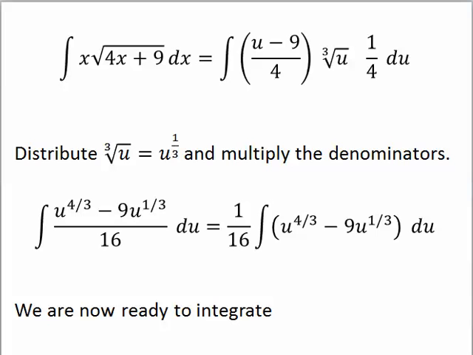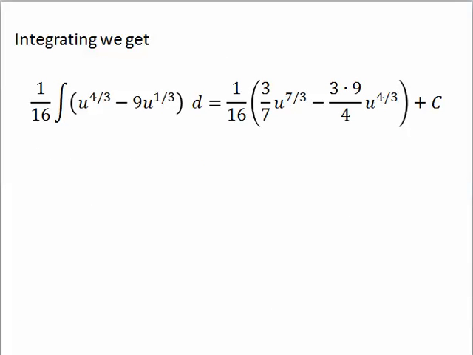Use the power rule. The antiderivative of u to the 4/3 is u to the 7/3 divided by 7/3. Now if you divide by 7/3, that's the same as multiplying by 3 over 7. Same thing with u to the 1/3. The antiderivative of u to the 1/3 is u to the 4/3 divided by 4/3. Or the same thing, multiply by 3/4.